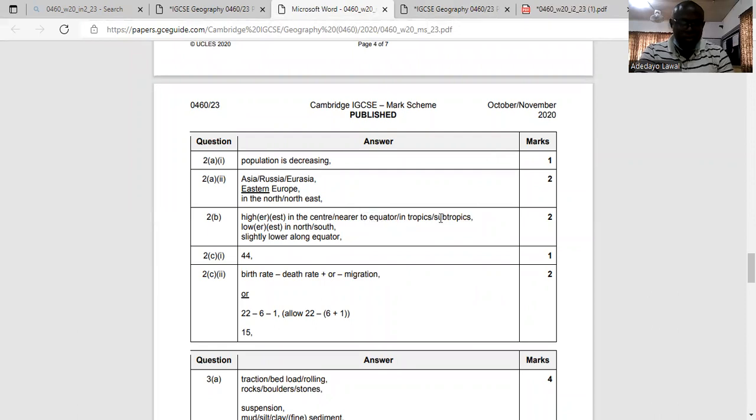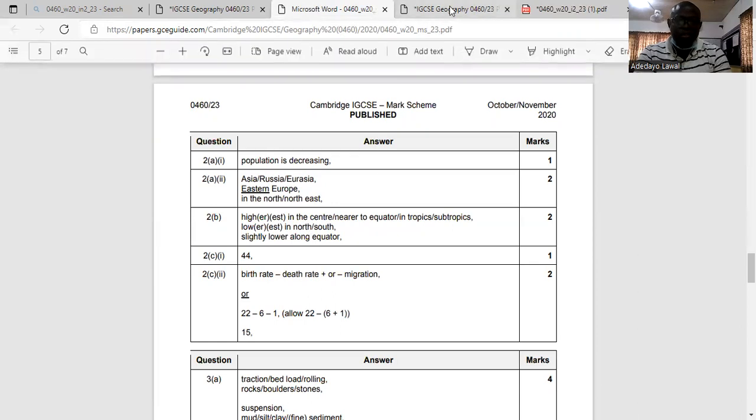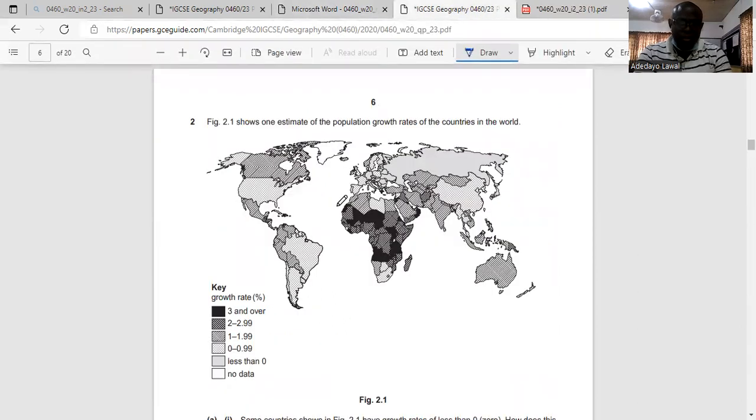Higher in the center, nearer to the equator tropics, lower in the north-south, slightly lower along the equator. Well, if you mention the countries too, you'll be fine. It's talking about places with highest. So higher in the center, and most of those countries are around the center. Slightly lower along the equator, lowest in the north. Yes, it's the same thing that I said. They don't want you to put statistics, just describe. So lowest in the north, in the middle here is higher, and towards the south too is reducing. Okay.